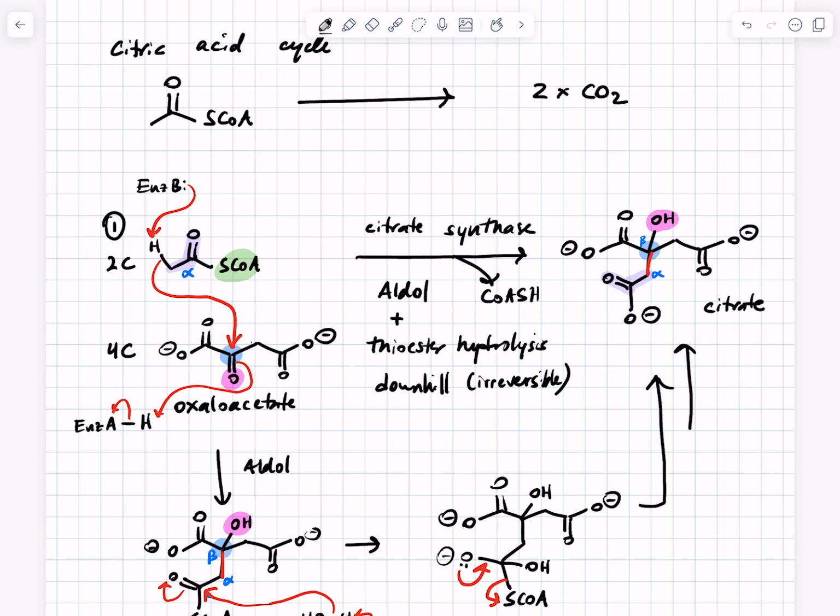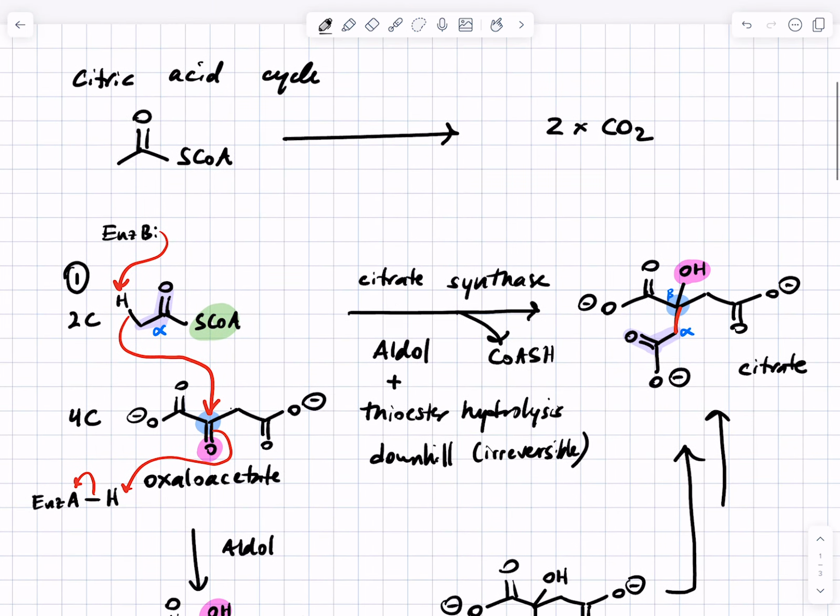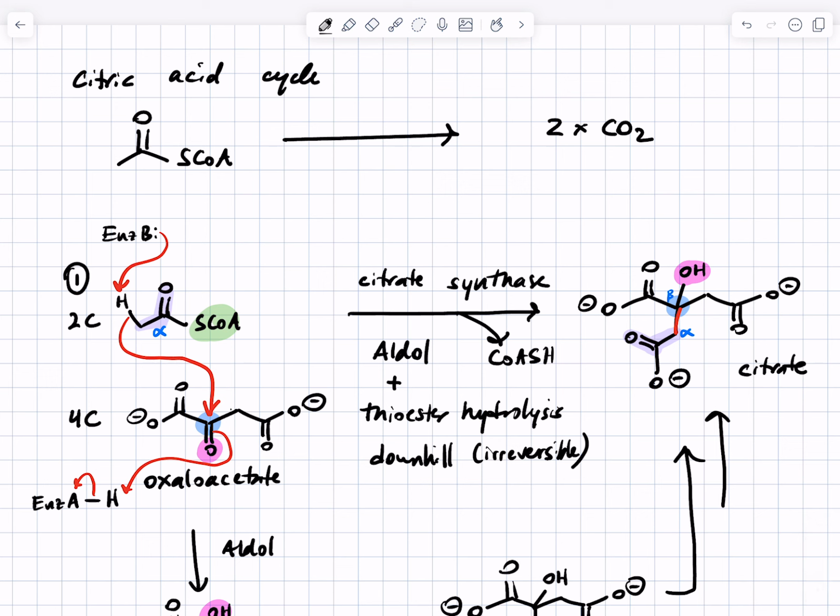All right, friends, here we go. Last day on metabolism. We're several steps into the citric acid cycle. This is how we take acetyl-CoA and convert it into CO2.